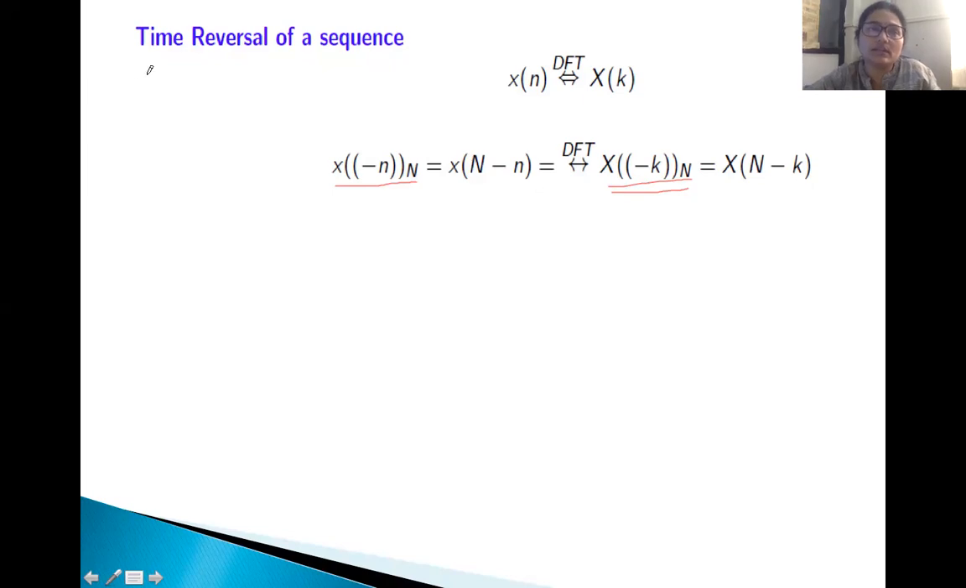Getting it? So this property is called time reversal of a sequence. Are you taking down this property? Take down: time reversal of a sequence. X of n, when we apply DFT, produces the x of k sequence. Now, if the sequence is reversed or folded in the time domain, its corresponding DFT values are also going to be reversed in the frequency domain. This is the property called time reversal of a sequence.